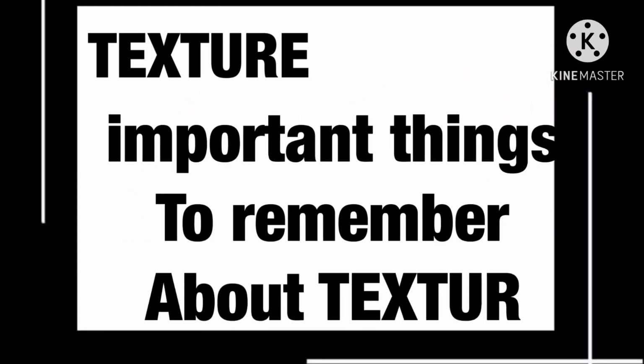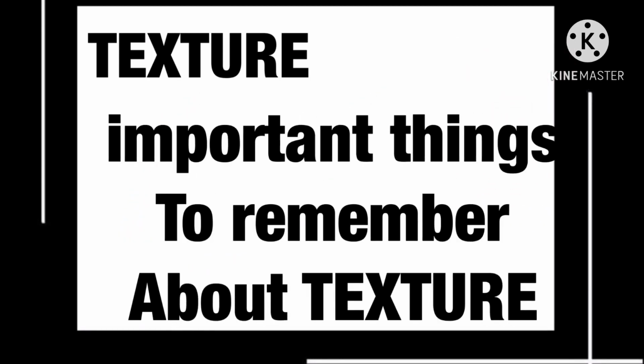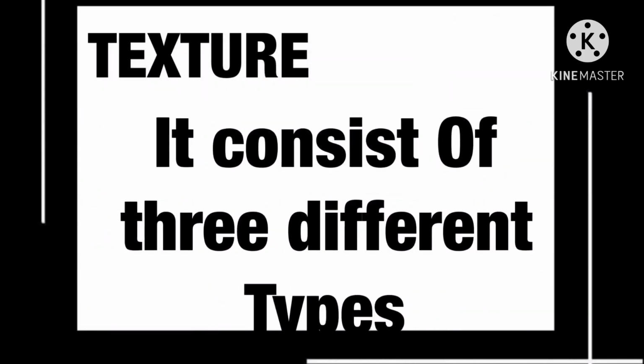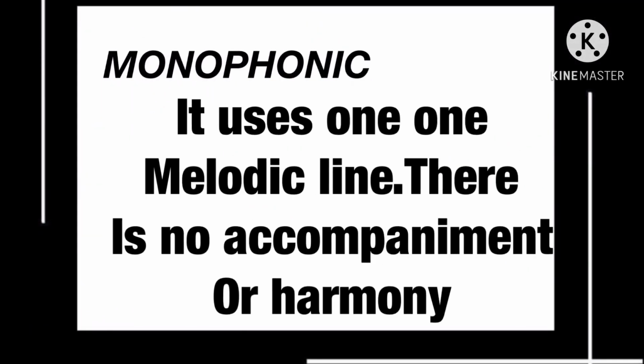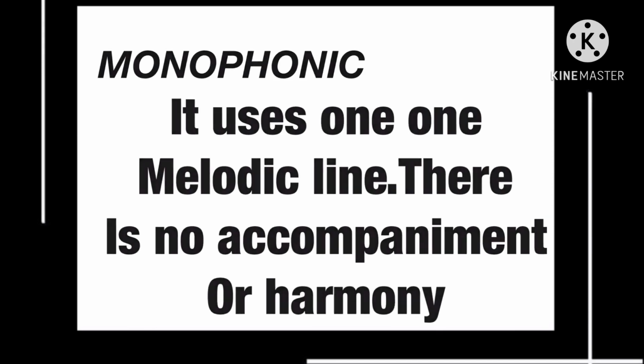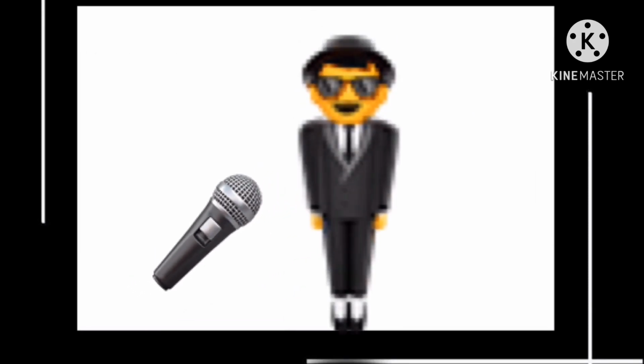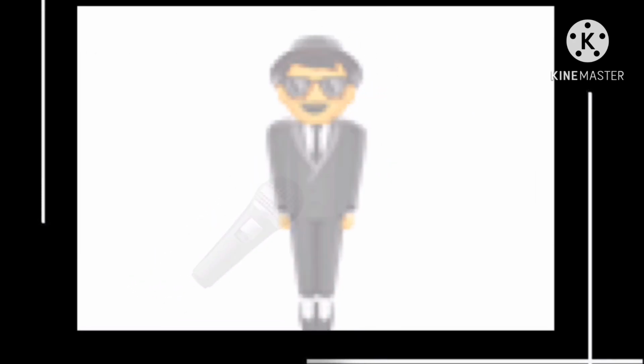Another important thing that you need to remember about texture is that it consists of three different types. We have monophonic texture, polyphonic texture, and homophonic texture. Now let's try to identify the differences among the three. Let's start first with monophonic texture. It uses only one melodic line, therefore there is no accompaniment or harmony. You will only hear a soloist singing in a cappella without accompaniment.